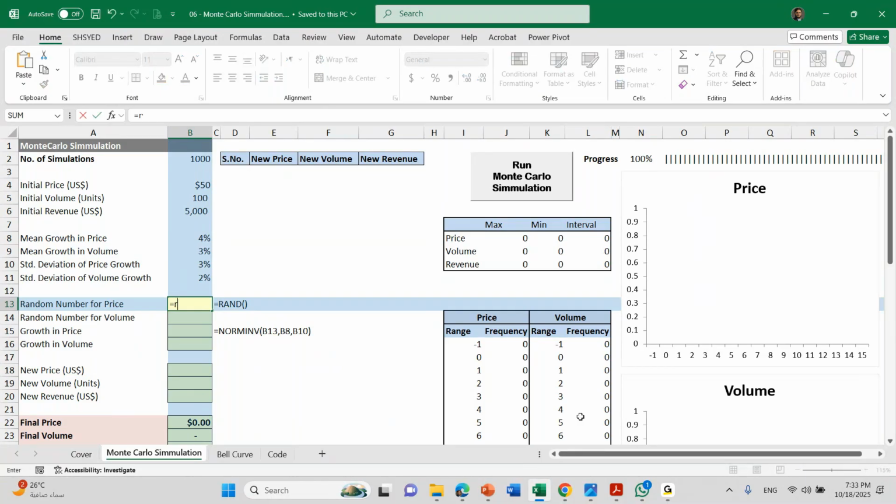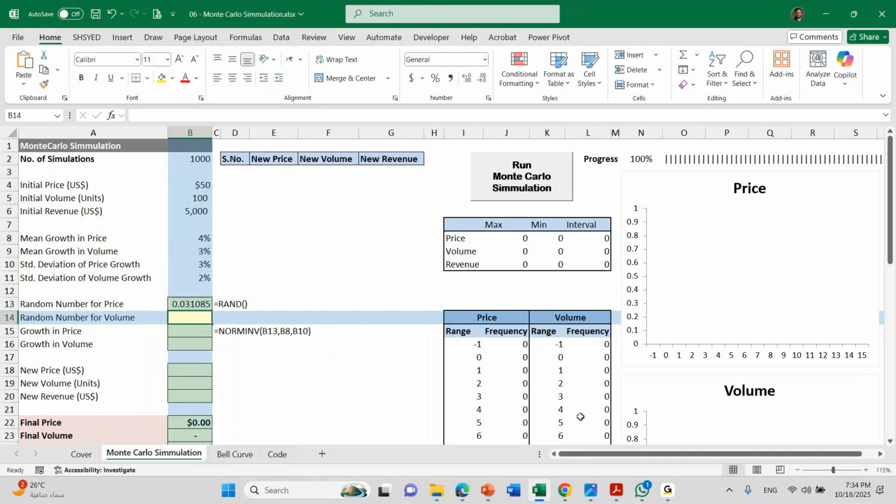If I write rand here, rand, and just close this rand function, this gives me a probability of 0.131085. This is the probability only. This probability may mean that if I go with the growth in price, if I want to check, this would give me the possibility of change in price at this level. Now keep an eye on this number that I just calculated.